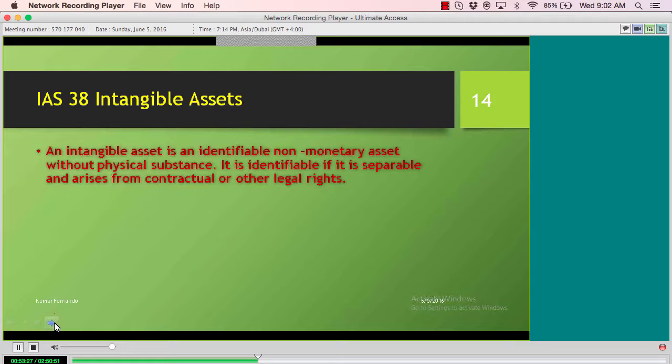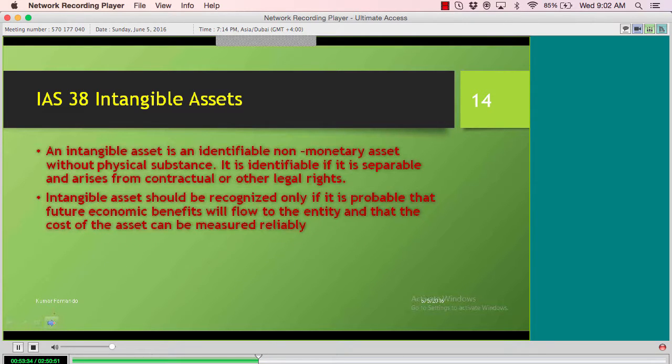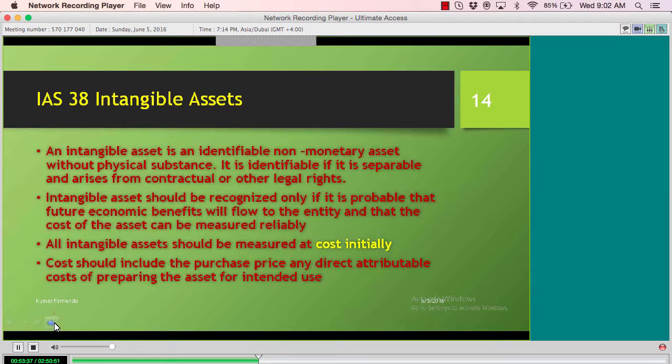To deal with this, we have a standard. Remember the tangible assets we dealt with under IAS 16; the standard here is IAS 38. Intangible assets should be only recognized, unlike tangible assets, there is no automatic recognition. Only if there are future economic benefits flowing and the asset can be measured reliably. Of course, that applies even to normal tangible assets. All intangible assets, just like tangible assets, should be measured at cost. Cost will include the purchase price, such as a license fee, and any other things you have to do to prepare the asset for intended use.